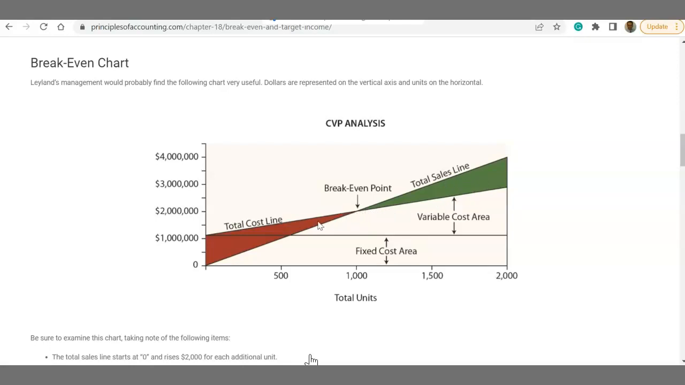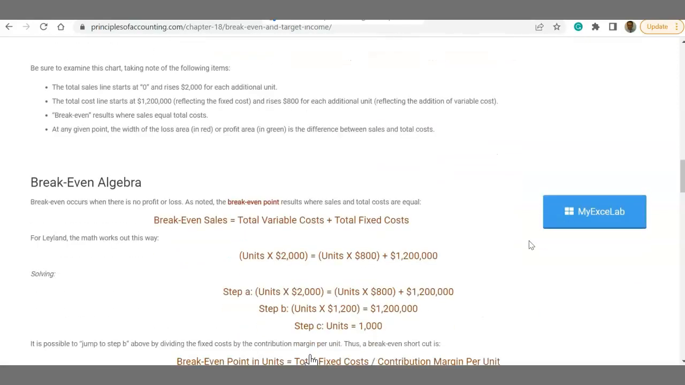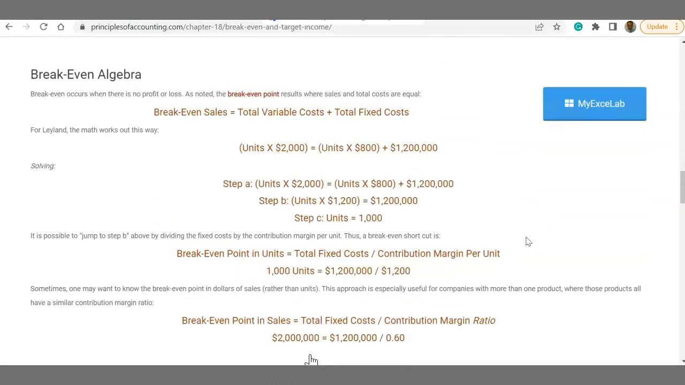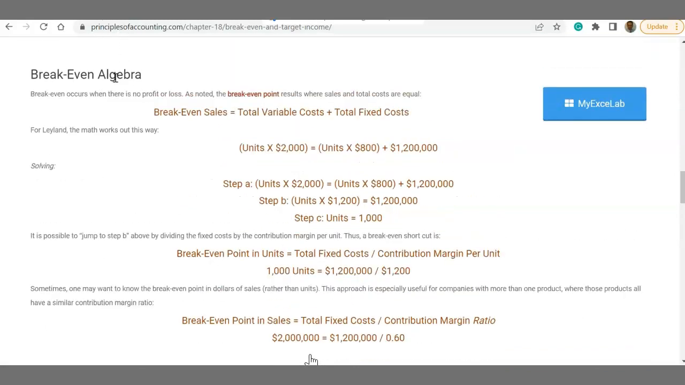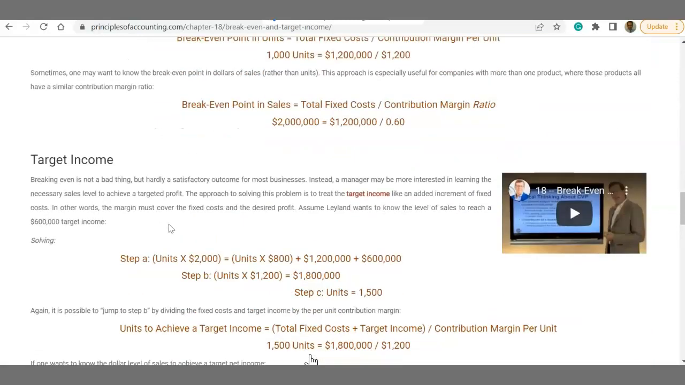Anything below break-even point in unit sales, below 1,000, is the loss area. Okay, so look at that picture. And now the question is, how do you calculate the break-even point? You're going to obviously look at this and read this. I'm going to show you the way to calculate break-even point and target income all in one formula.